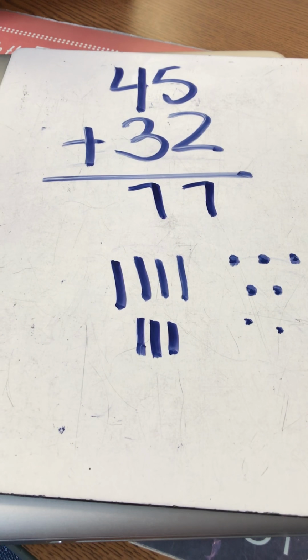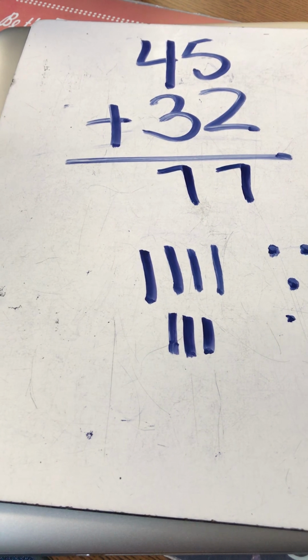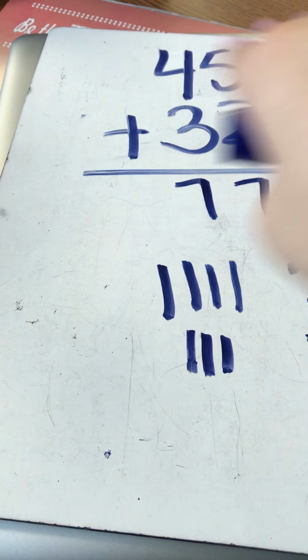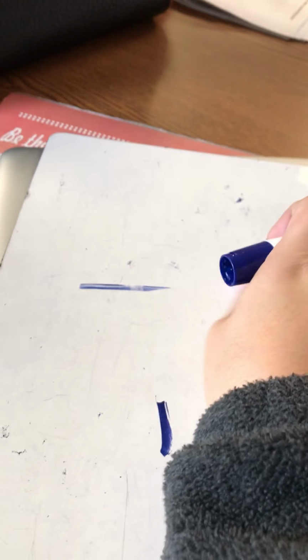It's really important for the students to make sure their numbers are lined up with what place they're supposed to be in. Otherwise, they start to get a little bit confused. So let me erase this and give you a problem that does have some regrouping.